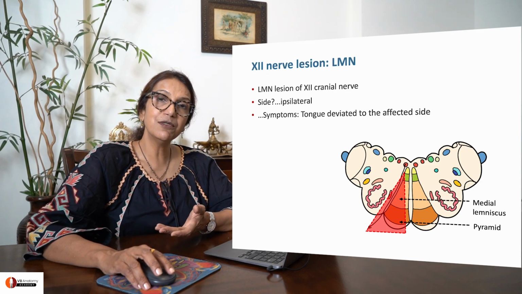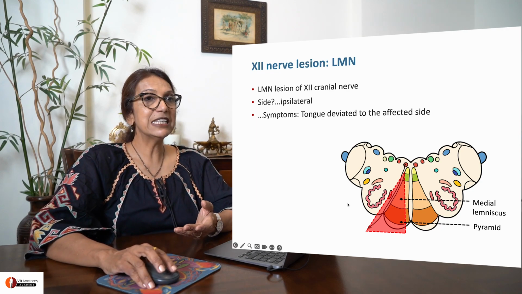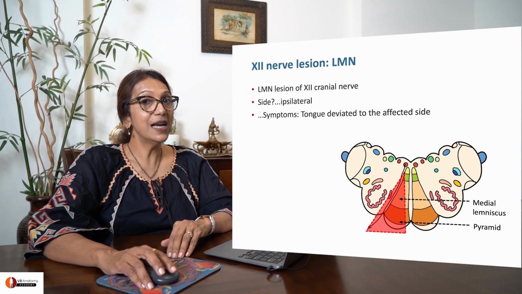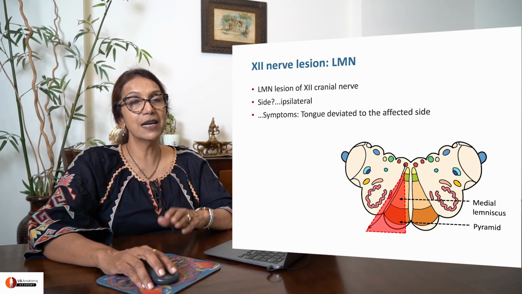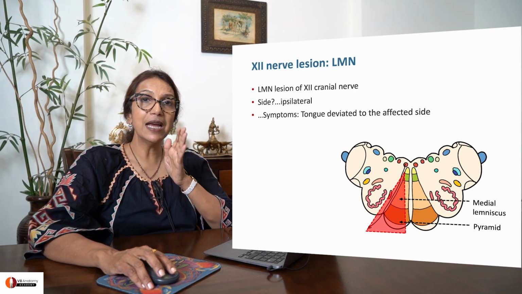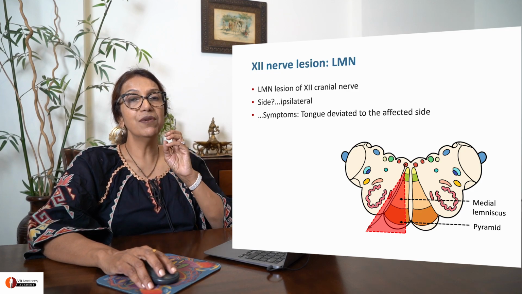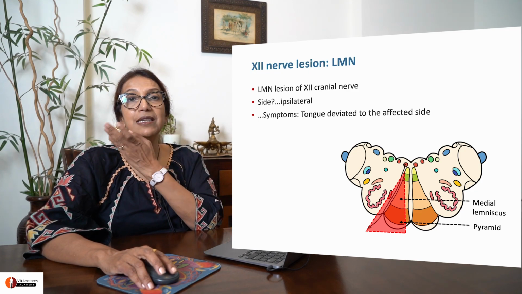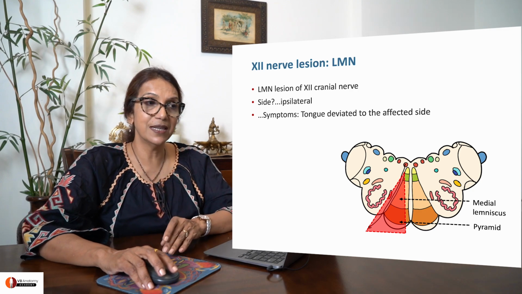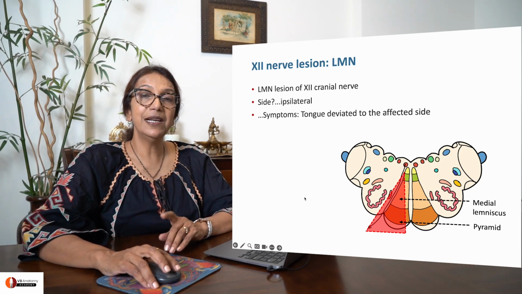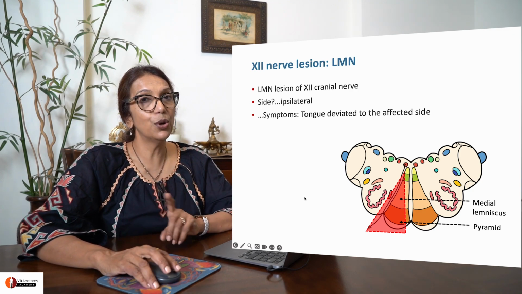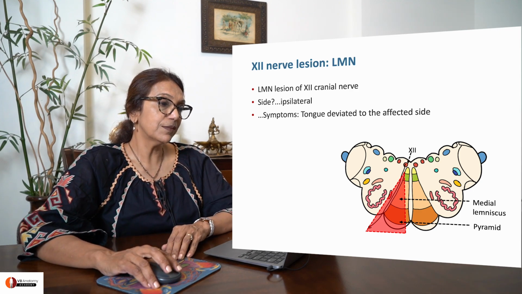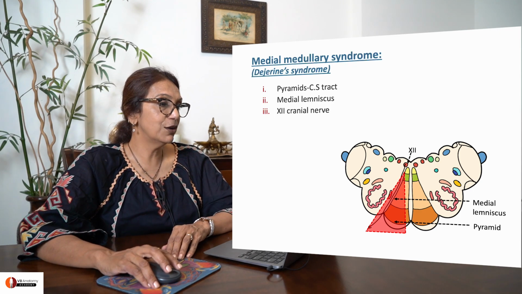So what symptoms will you see? You will see the tongue being deviated to the affected side. Why is it deviated to the affected side? Because the opposite side muscles are overacting, pushing the weaker side, causing the tongue to be deviated to the affected side. But the lesion is ipsilateral, not contralateral, because there is no crossing here. So that's the 12th nerve affected.